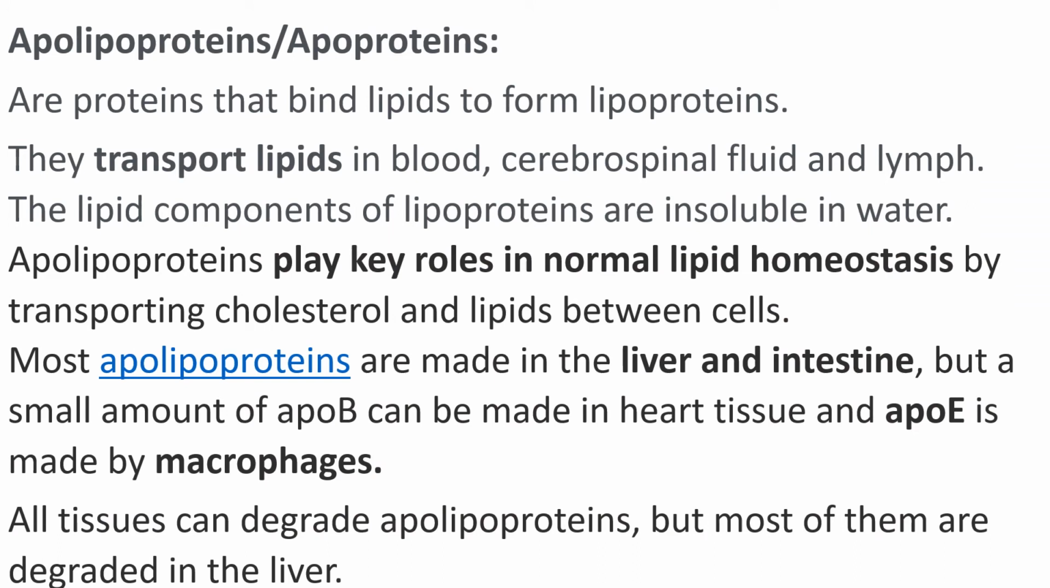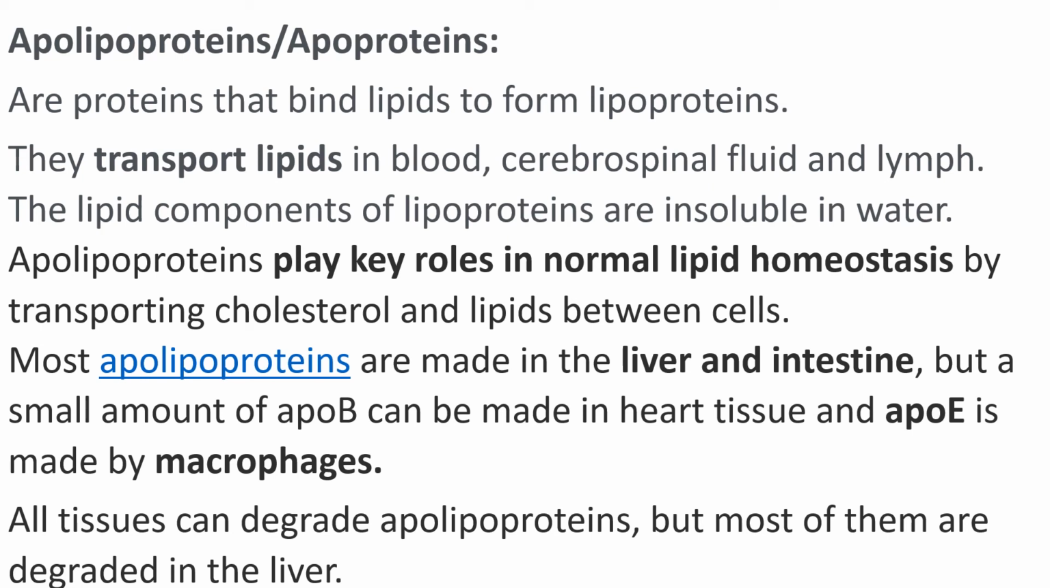Here we will briefly discuss the protein part of the lipoprotein, which is called apoproteins. Apoproteins, when conjugated with the lipid part, make this lipid able to be transported in the circulation. So they transport lipids in blood, in CSF and lymph. We are very well aware that the lipid components of the lipoproteins are water insoluble. Now these proteins play a key role in normal lipid homeostasis by transporting cholesterol and lipids between cells.